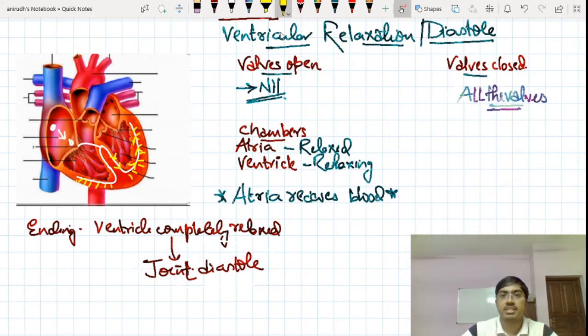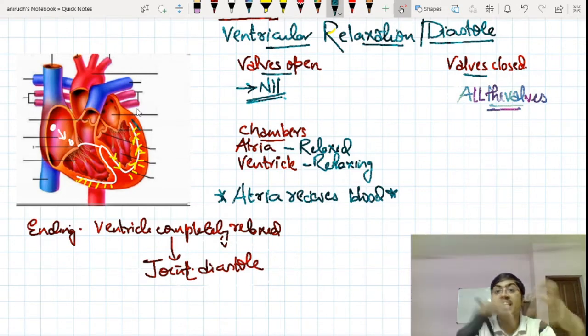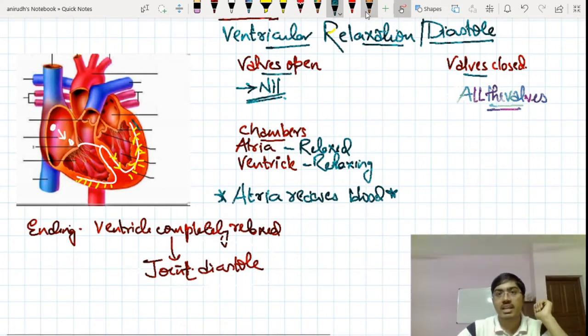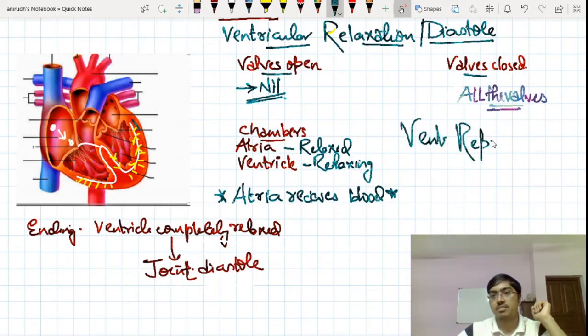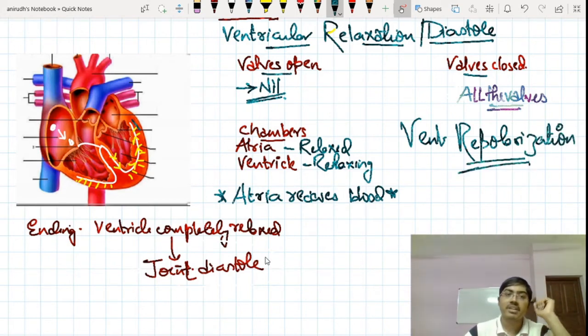But for ventricular relaxation to start, the impulse will flow in the reverse direction. So it was coming in this particular direction. Now it has to go in the reverse direction. That is called repolarization. So here an important point is that ventricular repolarization has occurred, and this is what has led to the ventricular relaxation phase. Fine. So this is ventricular repolarization which has occurred, which led to the ventricular relaxation.